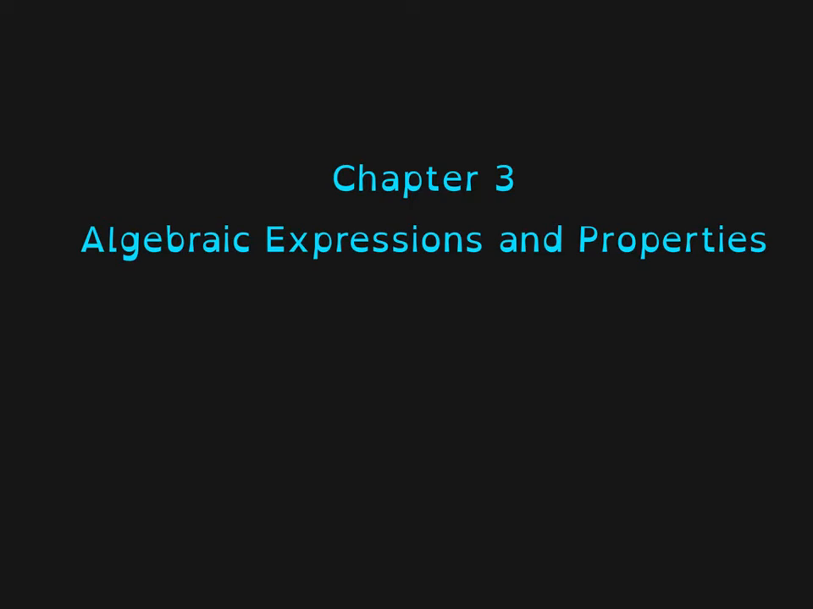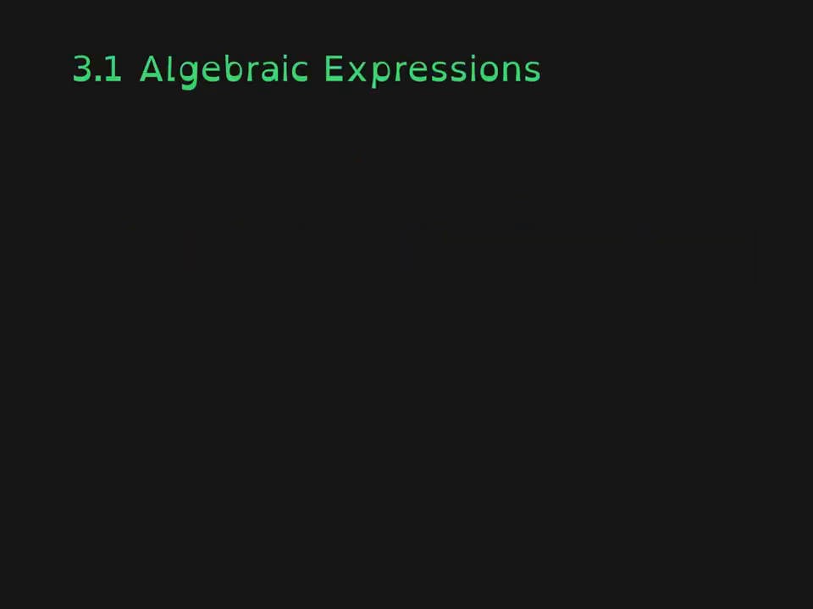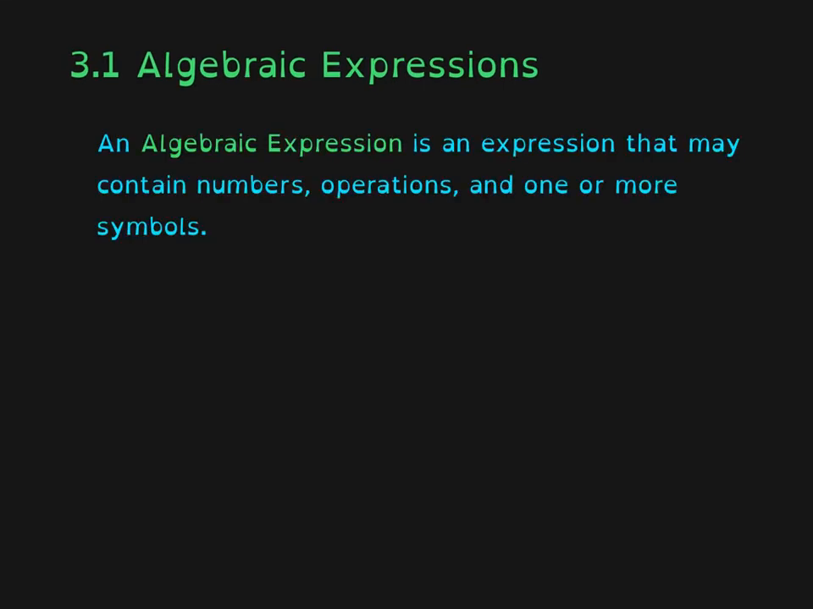And we're going to start with 3.1, algebraic expressions. Okay, 3.1, algebraic expressions. To start off, you have to understand what an algebraic expression actually is. So there are a couple of vocab words I want you to write down, so kind of follow with me as I write this. An algebraic expression is an expression that may contain numbers, operations, and one or more symbols.